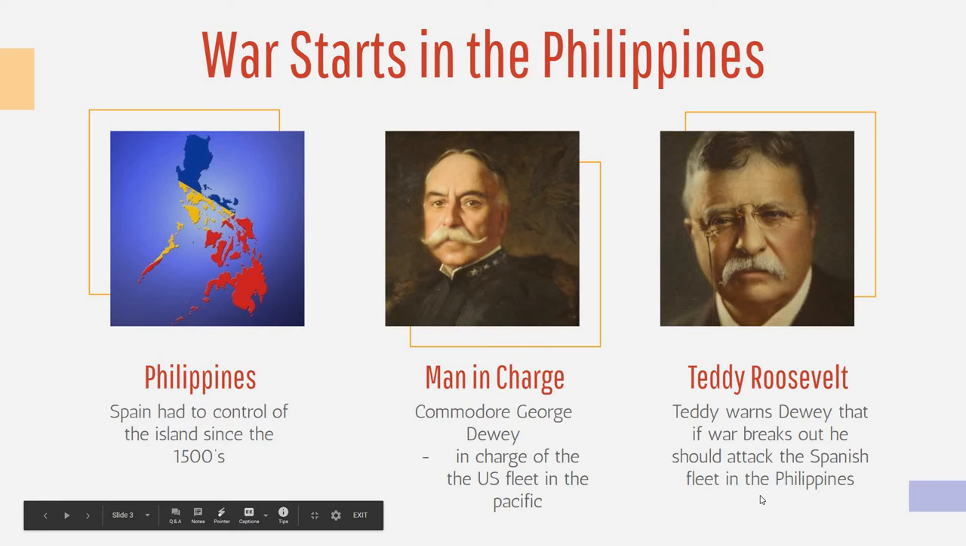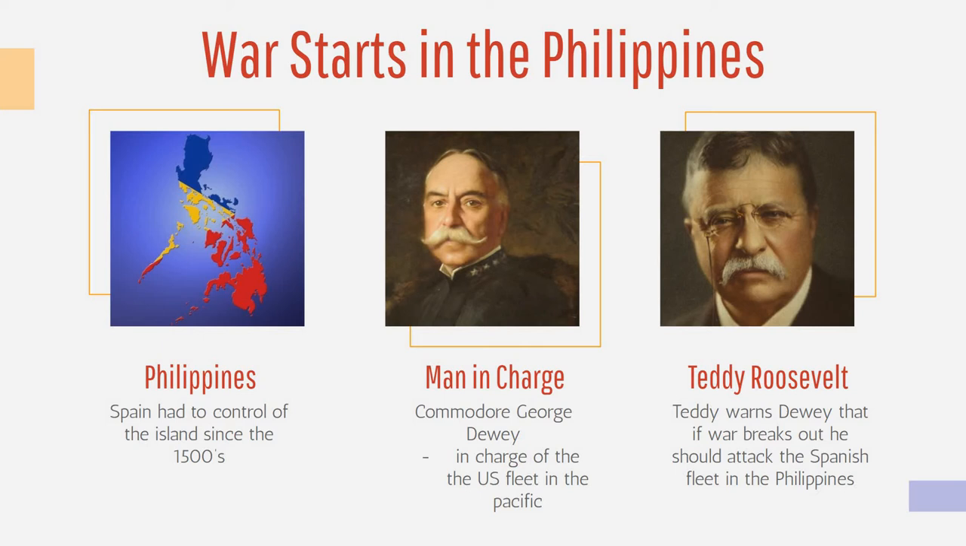The war starts over in the Philippines. The Philippines are an island that Spain has had control of since the 1500s, so it is absolutely a Spanish colony. They speak Spanish there. Spanish assets are all over that place. The first person that encounters this is a guy named Commodore George Dewey. He's the man in charge of the U.S. fleet over in the Pacific. He was put in charge of it by Teddy Roosevelt.